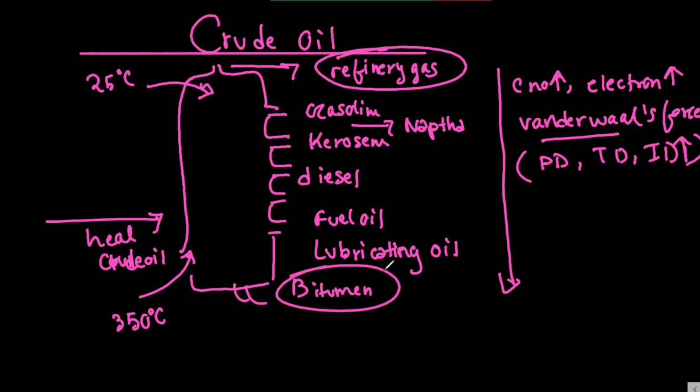That's why it's used in road surfacing. And this is one of the biggest reasons. As the carbon number increases, electrons increase, more temporary dipoles can be set up, more induced dipoles can be set up. It becomes really hard to break them apart. And as a result, they have very high melting and boiling points. But bigger chain chemicals like fuel oil and lubricating oil don't have much use.